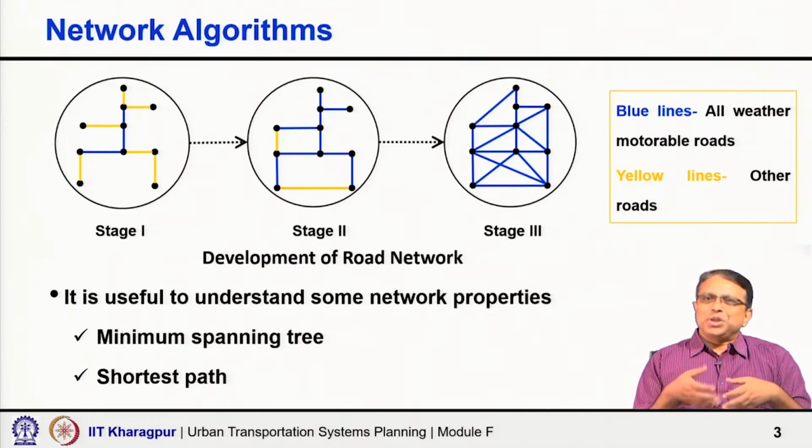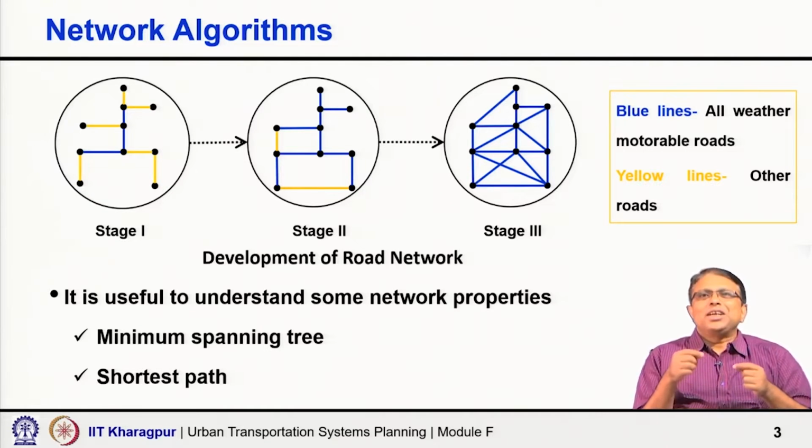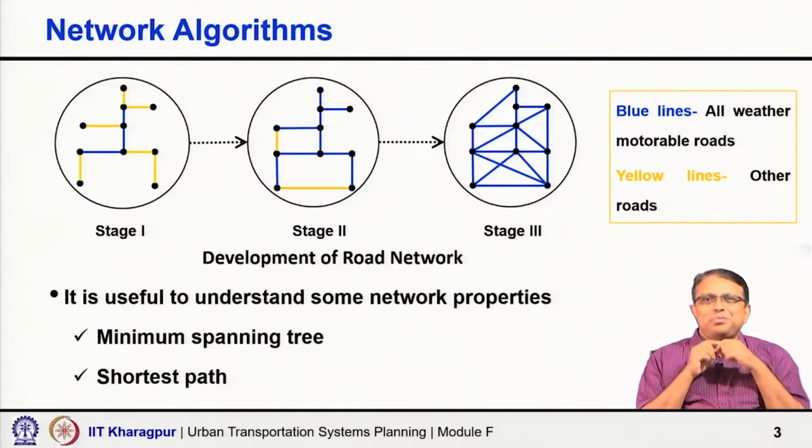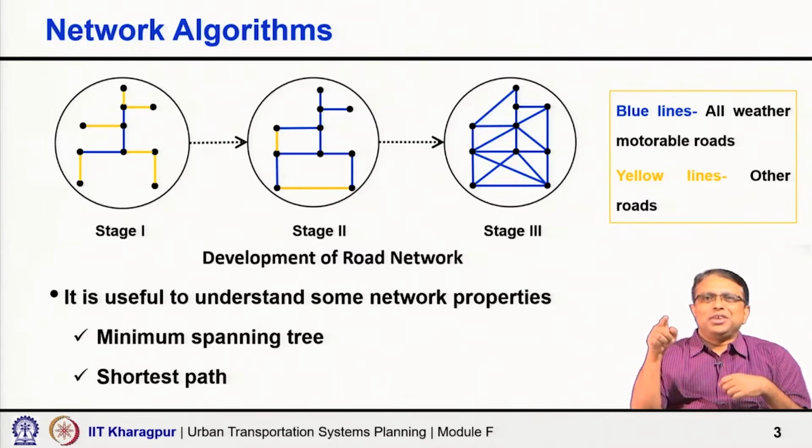But then more and more people start living there. So, this network may not be sufficient. In some cases people have to do a lot of detouring because there is no alternative route. So, then you start making more and more roads, where earlier you had to detour and travel a much longer distance to reach.